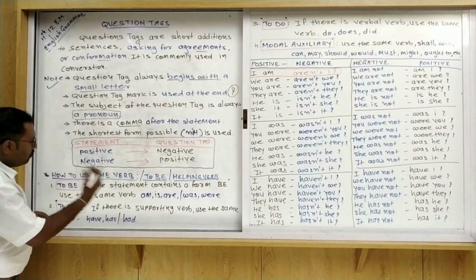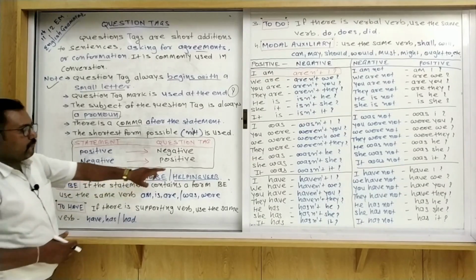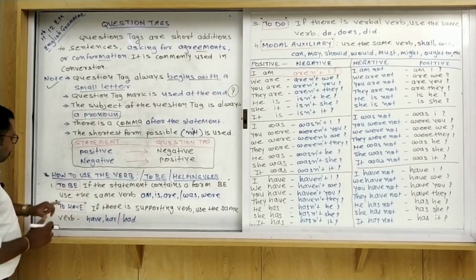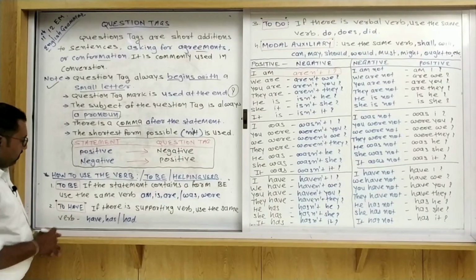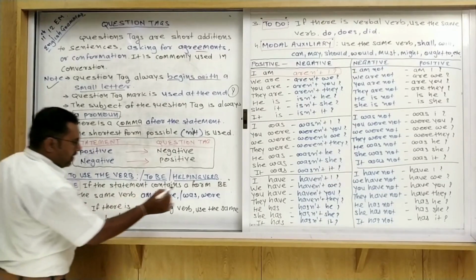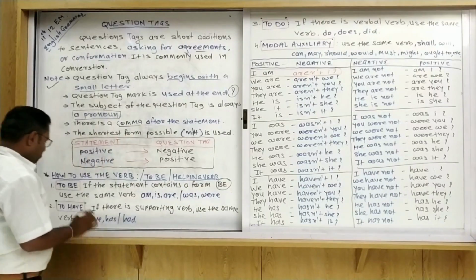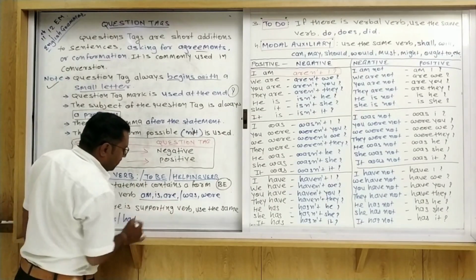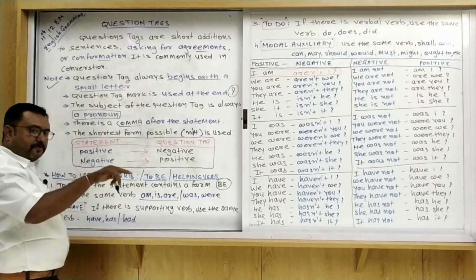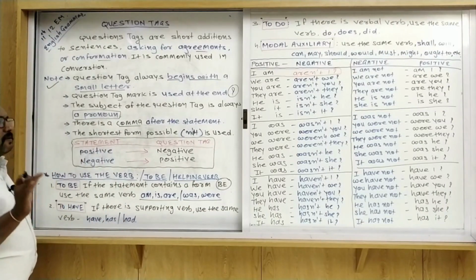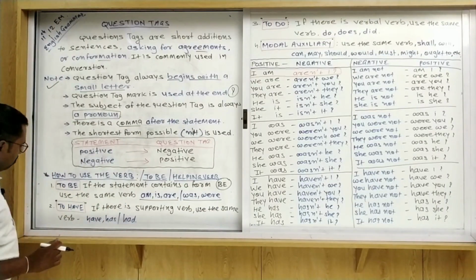So how do we use the verb to be form or helping verb? First of all, we concentrate here. The first rule is the to be form. If the statement contains a form of be, use the same verb. For example, if 'are' is given, you have to use 'are'. If 'was' or 'were' is given, use the same helping verb.